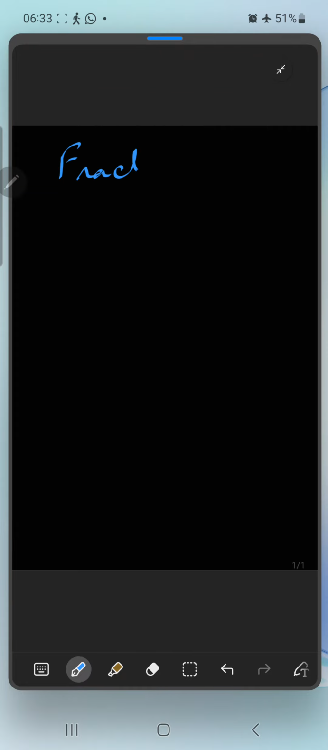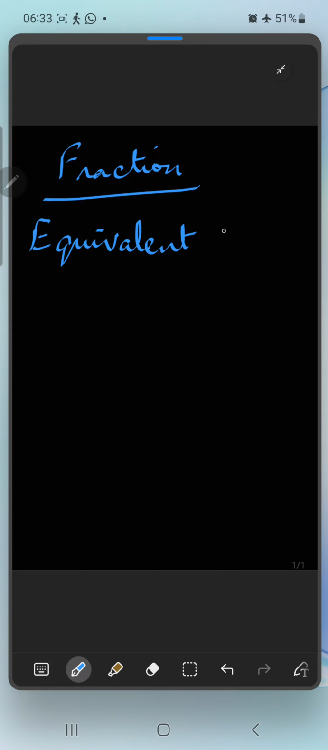We are again back with our fraction class. So the next topic which we discuss today would be equivalent fractions. We had talked about different types of fractions in the earlier class. Today we will talk about equivalent fractions. What does equivalent fraction mean?